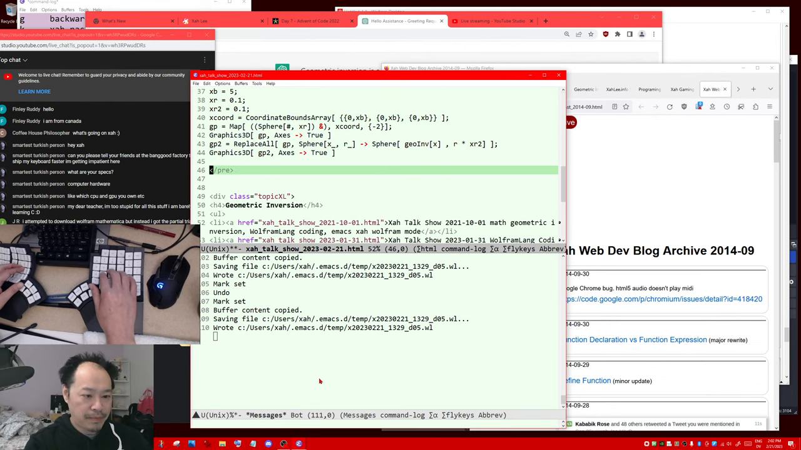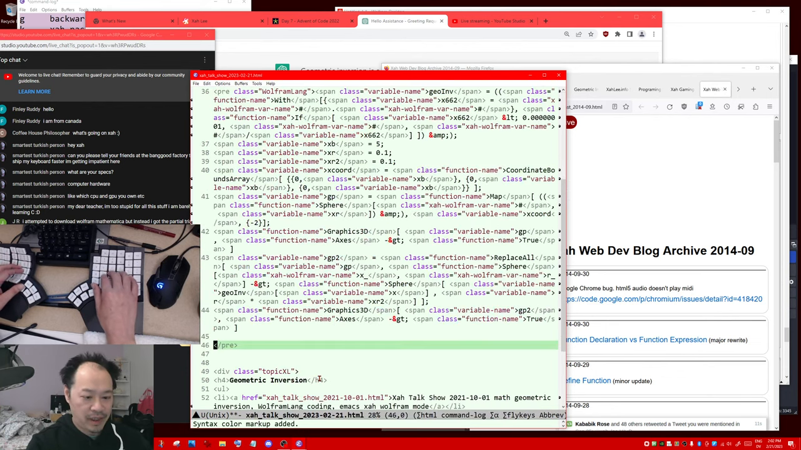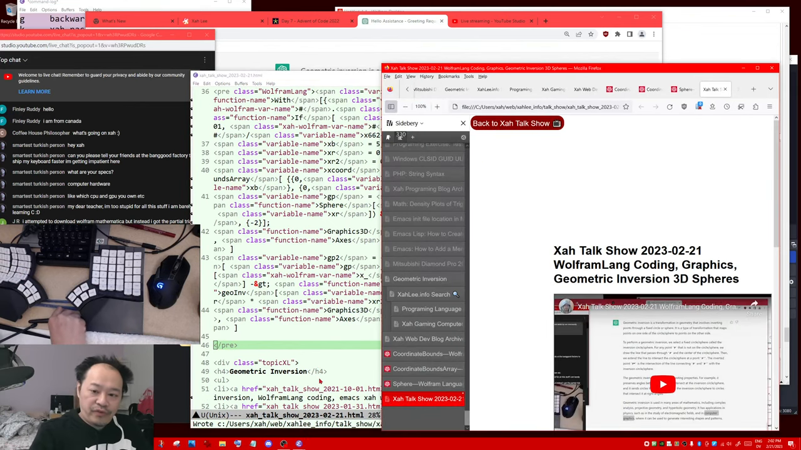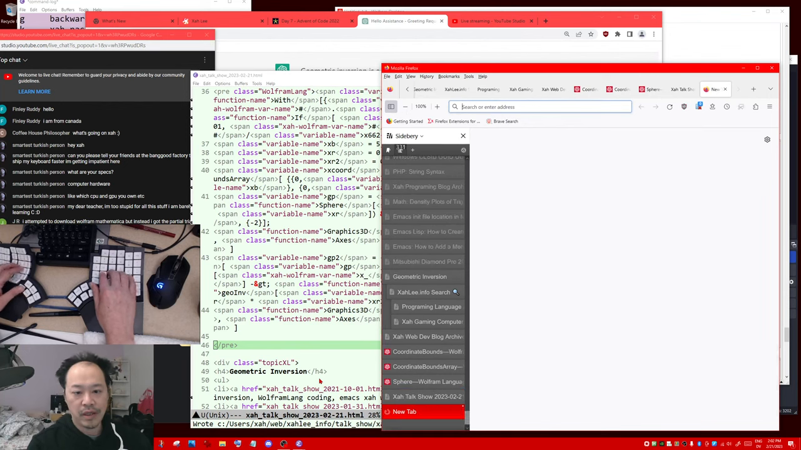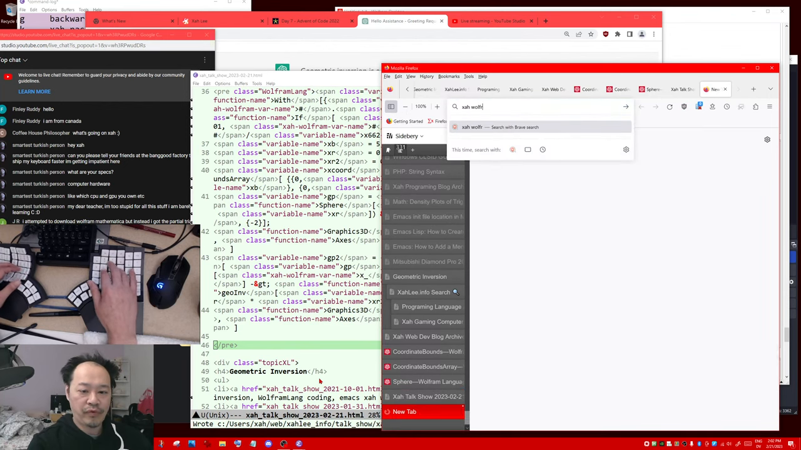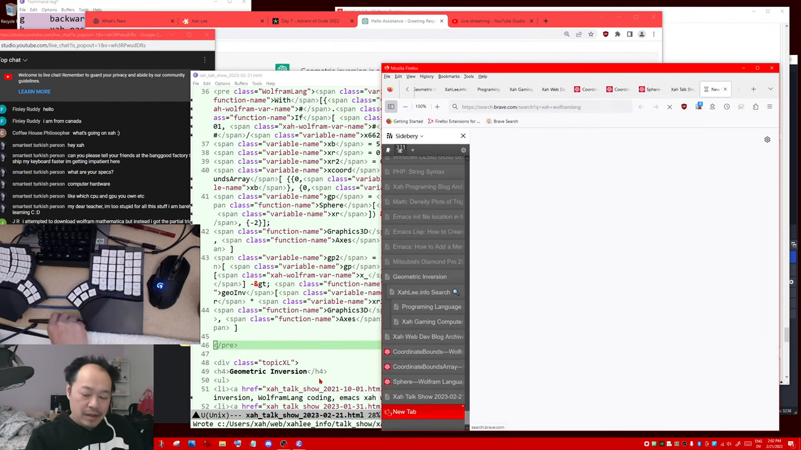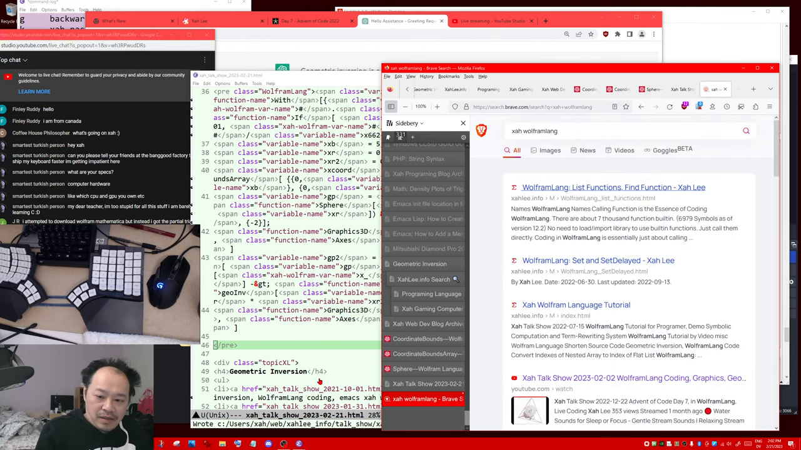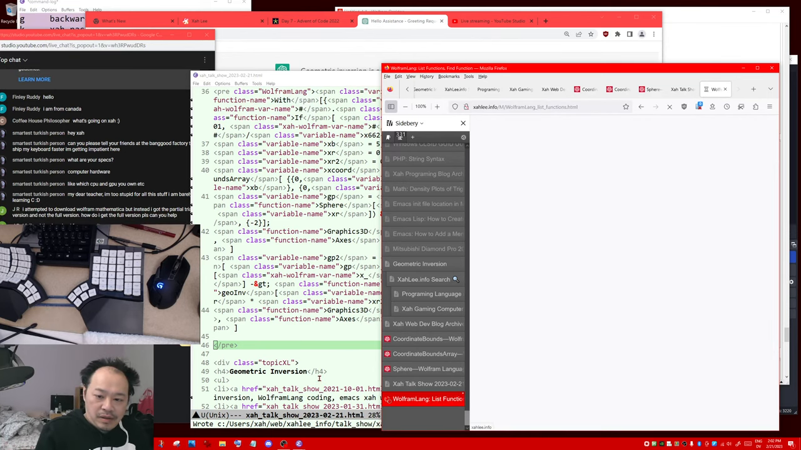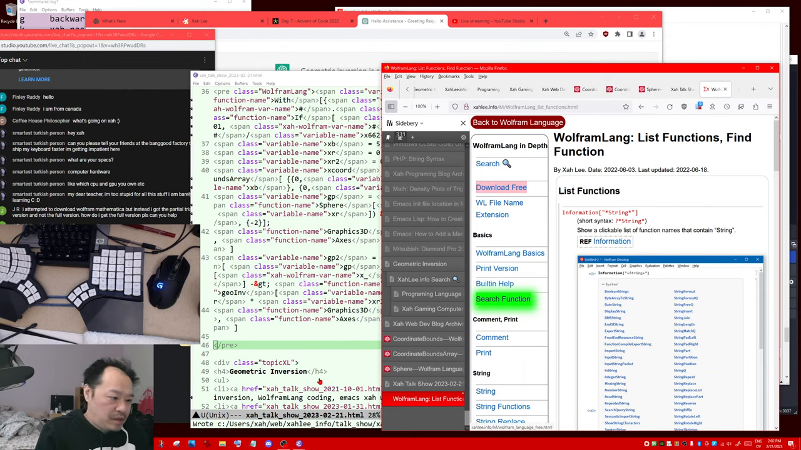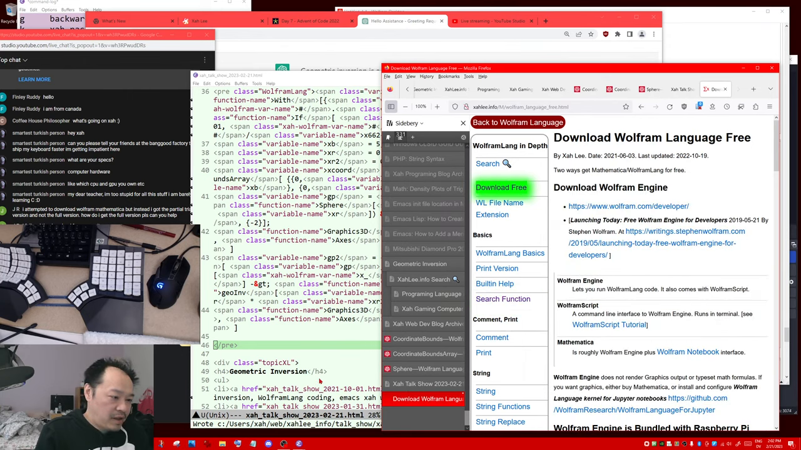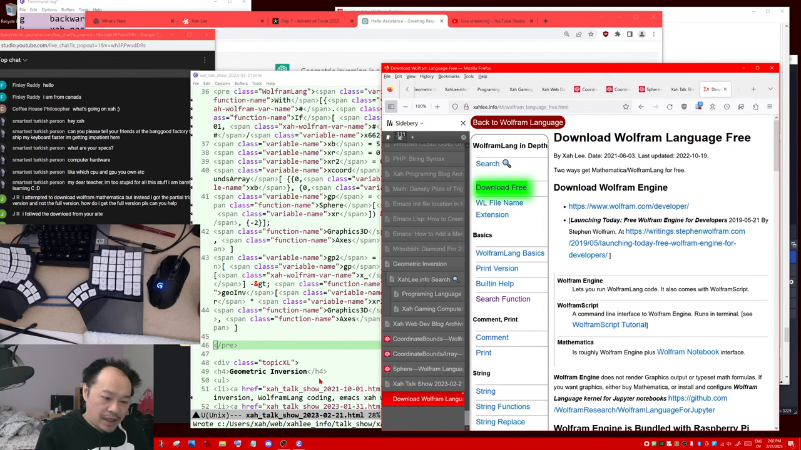So let's put this back. I think that's it for today. Now show this in the browser. Just search for Saw Wolfram Language, okay? Then you'll find here is my tutorial. And on the left, you can see download free. I follow the download from your site, okay?